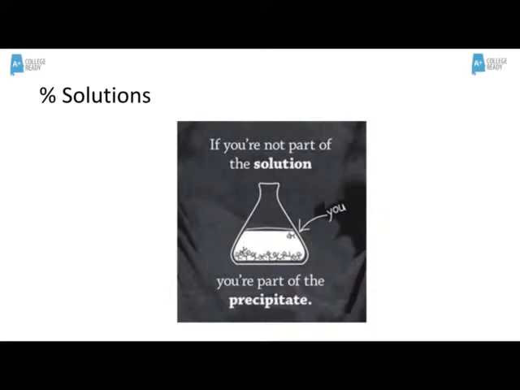So there are 3 major ways that you can calculate percent solutions. You can do percent by mass, percent by volume, and you can do molarity. Now we've already dedicated a whole section of our notes on molarity, so we won't repeat that, but we will take a look today at percent by mass and percent by volume.